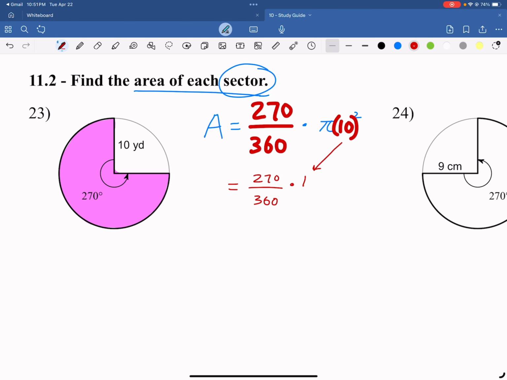Let's just write 10 squared. 10 times 10 is 100. And then pi. And then you could multiply the numerators together. You're going to get a pretty big number. This is going to be 27,000 pi over 360. This is going to give you 75 pi. And then in this case, 75 pi, if you plug that in, that's 235.6 yards squared.